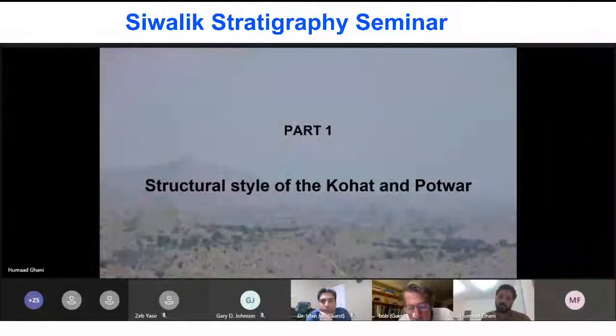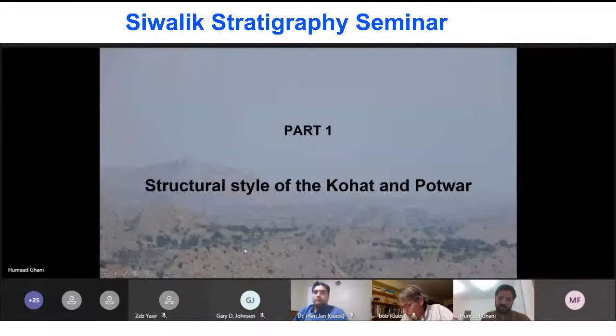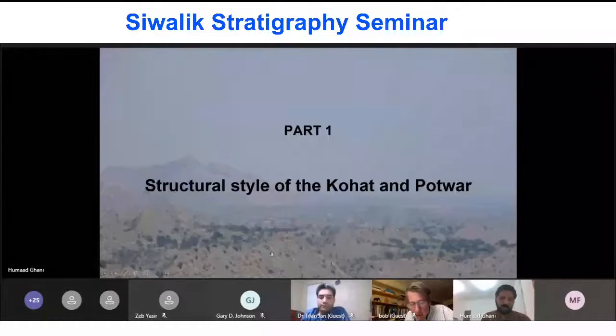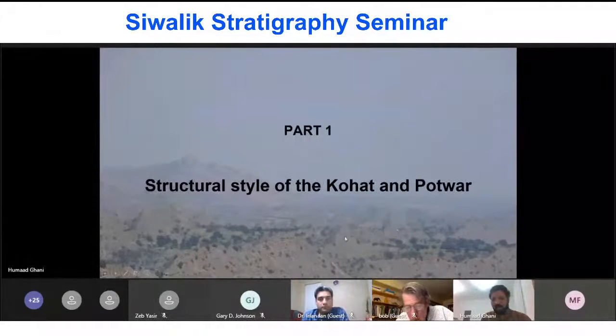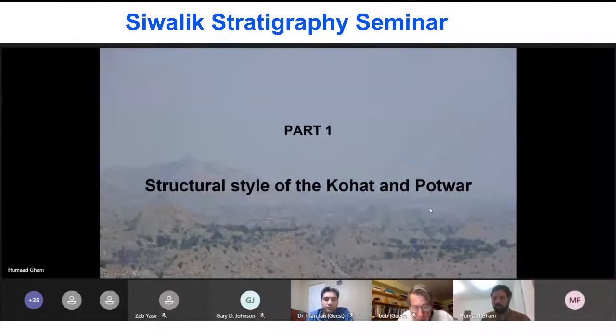So the first part is the structure style of the Kohat and Potwar. This picture is taken in the east of Kohat, near the village of Lachi. What you see here are the hill ranges of Kohat that eventually grade down into the Potwar. So you can see a solid topography of Potwar in the far areas.